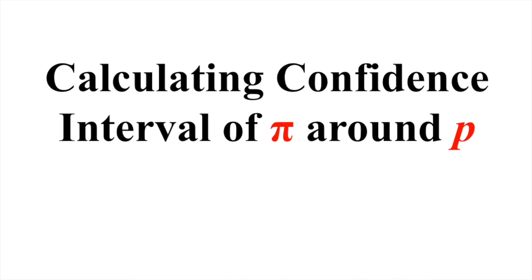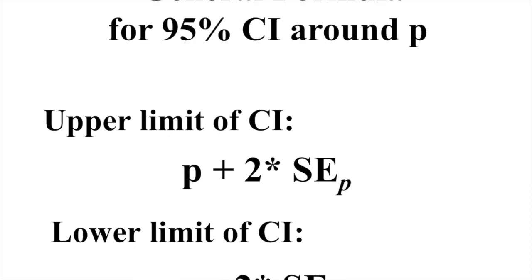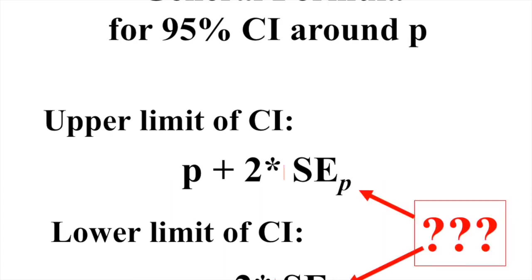Now that we have established the reasoning that underlies the confidence interval for pi around p, let's talk about how it's calculated. I gave you this example of how it would be calculated when p is 0.53. The upper limit is 0.53 plus 2 standard errors, and the lower limit is 0.53 minus 2 standard errors. So here's the general formula for the 95% confidence interval around p: to get the upper limit, add 2 standard errors to p, and to get the lower limit, subtract 2 standard errors from p. There is a complication.